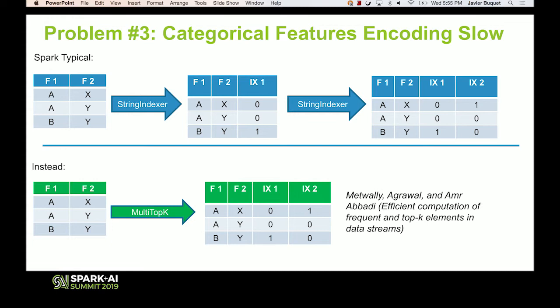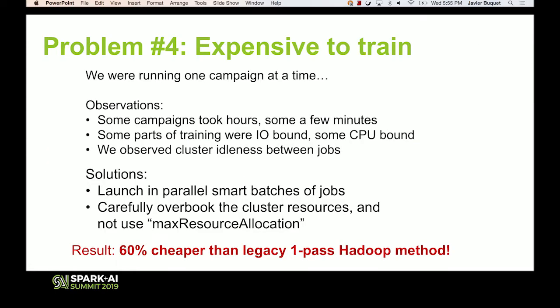So what we did is we used the ideas of Metwally, Agrawal, and Abbadi to, on the fly, for several columns or attributes at the same time, get the top K most frequent values for each category in a single pass. And with that, we construct a dictionary of index elements. Of course, this has its disadvantages because there's always going to be a long tail of categories that won't get mapped. But we found that the advantages of this outweighed the performance reduction. This is also open source on Dataxu's GitHub.